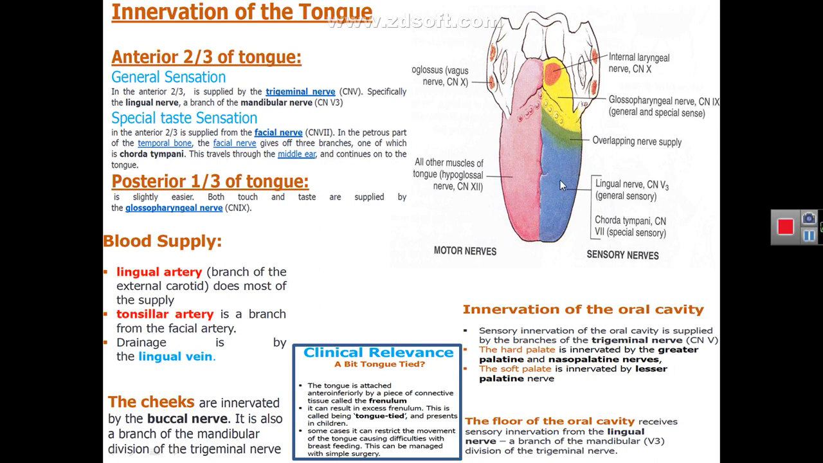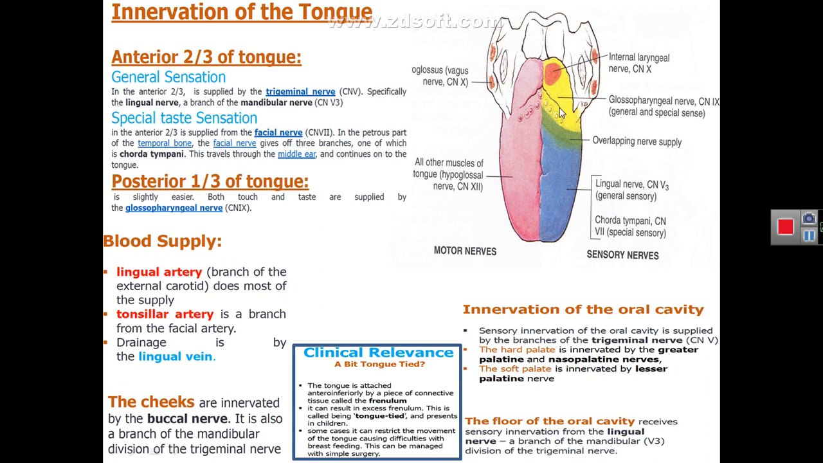Regarding innervation to the mucosa of the tongue, in order to describe it, we must divide the tongue into the posterior one-third, which is called the root of the tongue, and the anterior two-thirds, which is called the body of the tongue.